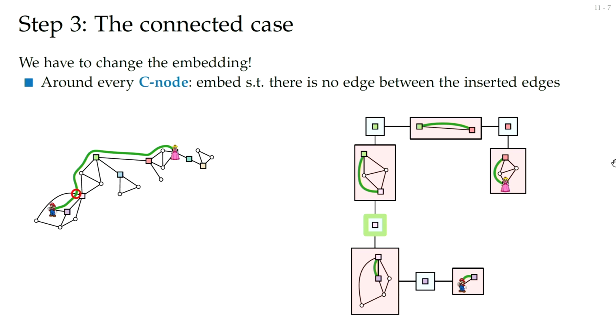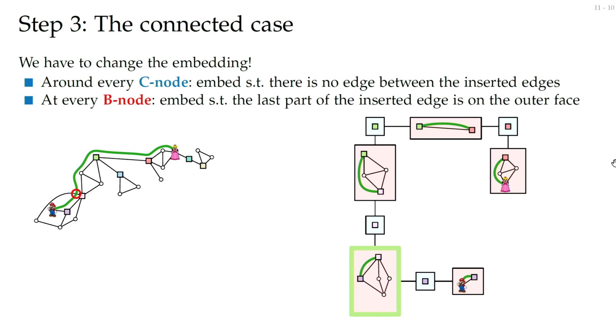So we re-embed this such that the last part of this green edge, which is where it connects to this cut vertex, lies on the outside. So we move this, and we get this embedding. It's the same combinatorial embedding, but we chose a different outer face. And if we do that here, then it looks like that. And now we finally have an embedding where we can insert this edge without any crossings, and we even found the way to insert this edge.